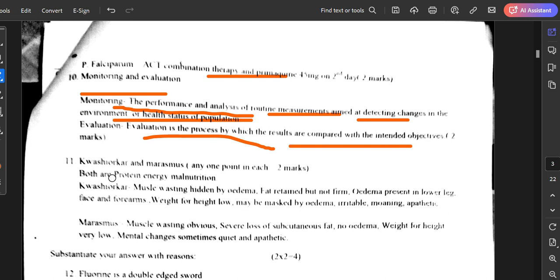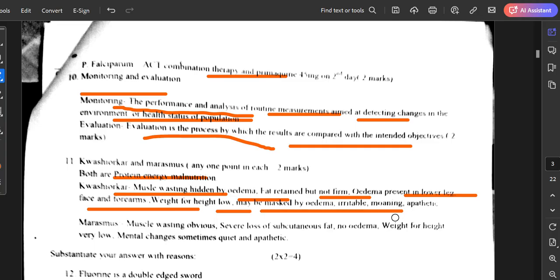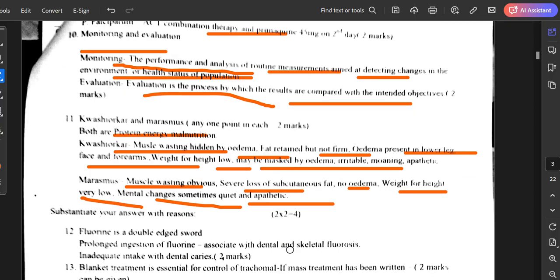Kwashiorkor and marasmus. Both are protein energy malnutrition. In Kwashiorkor, the muscle wasting is hidden by edema. Fat retained but not firm. Edema present in lower leg, face and forearm. Weight for height low may be masked by edema. Irritable, moaning and apathetic will be the child. Marasmus means muscle wasting is obvious. Severe loss of subcutaneous fat. No edema. Weight for height very low. Mental changes sometimes quiet and apathetic.